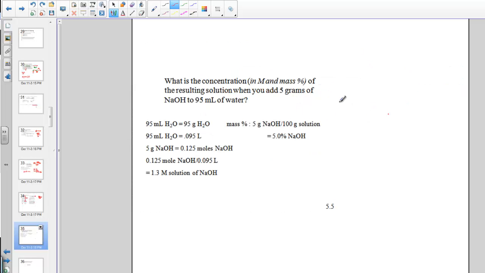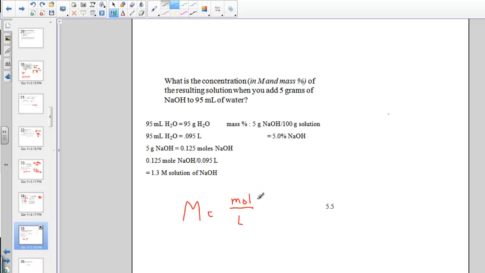What would the concentration in molarity, the big M, and mass percentage of the resulting solution be when you add 5 grams of sodium hydroxide, NaOH, to 95 mils of water? Well, let's do molarity first, just because it was written first. Molarity is defined as moles of solute per liter of water.